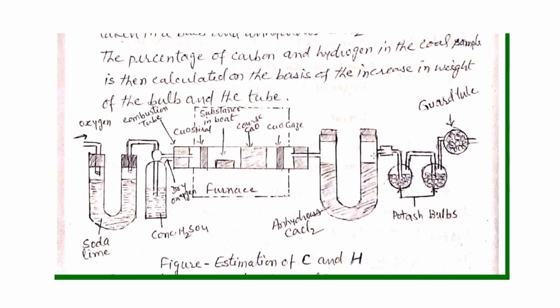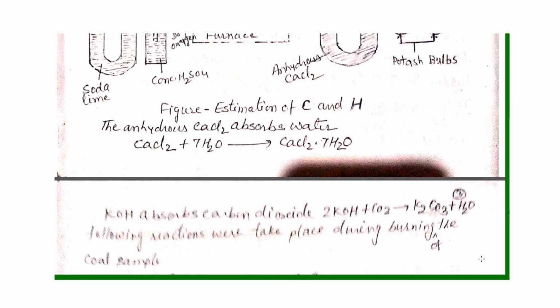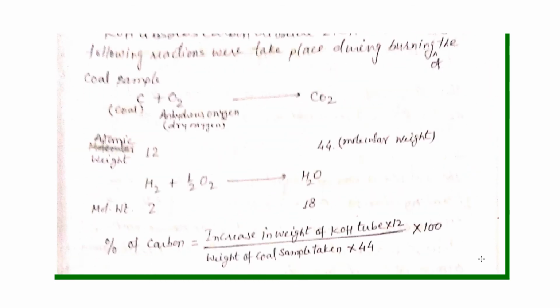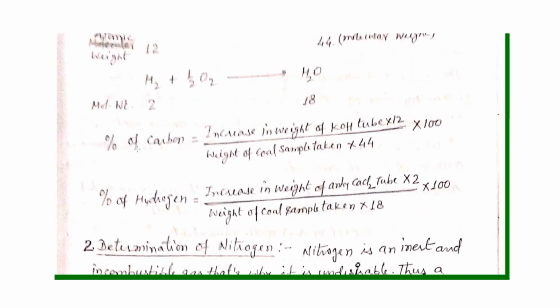This H2O will be trapped here, that's why the weight of this U tube will increase, and this CO2 will be trapped in these two bulbs, so the weight of these bulbs will also increase. So we have to find out the increase in weight of this tube and these bulbs due to the trapping of CO2 and H2O. And the values we put in these two formulas.